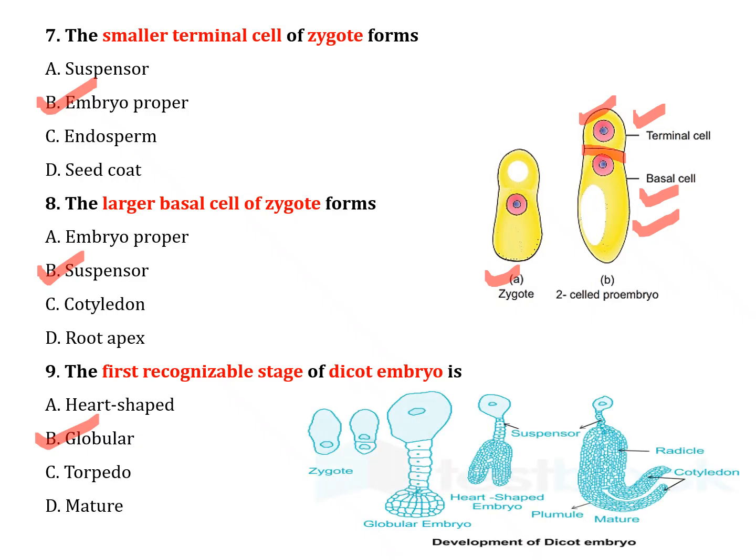This is the globular embryo. First, the zygote divides transversely to form the terminal cell and the basal cell, and it repeatedly divides to form the globular embryo. Then it forms the heart-shaped embryo. Then it forms the torpedo embryo. Then it matures. And this is the suspensor.